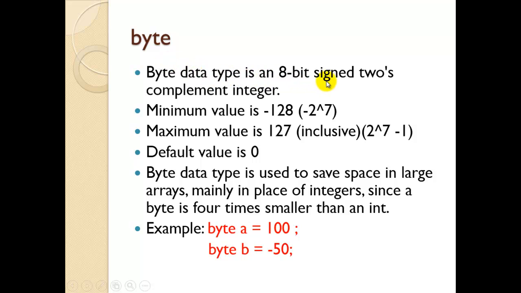Byte. The byte data type is an 8-bit signed two's complement integer. The minimum value is minus 128 and the maximum value is plus 127, and the default value is 0. If we do not assign any value to the variable, then Java automatically assigns 0 to the byte. The byte data type is used to save space in a large array, mainly in place of integer, since a byte is 4 times smaller than an integer. An example is byte A equals 100 or byte B equals minus 50.